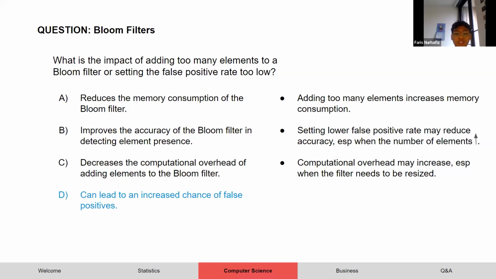Option C, computational overhead may increase, especially when the filter needs to be resized. So C is wrong because it does not decrease the computational overhead of adding elements to the Bloom filter. So we're left with D, which is the right answer: it leads to an increased chance of false positives when we add too many elements or set the false positive rate too low.